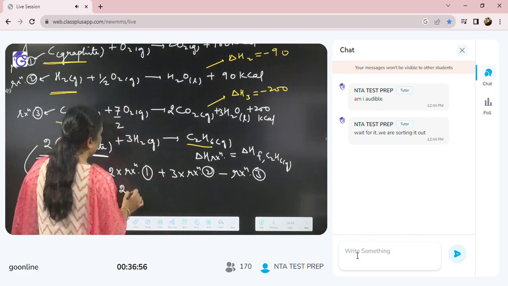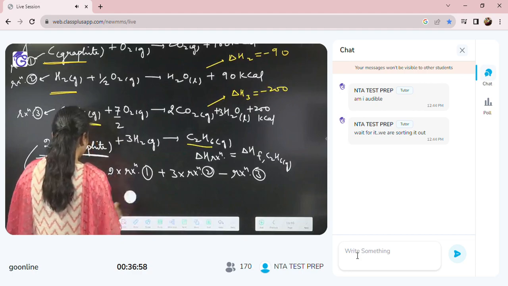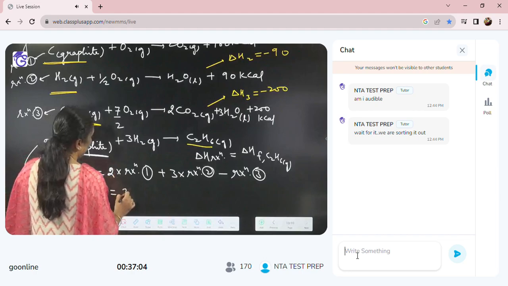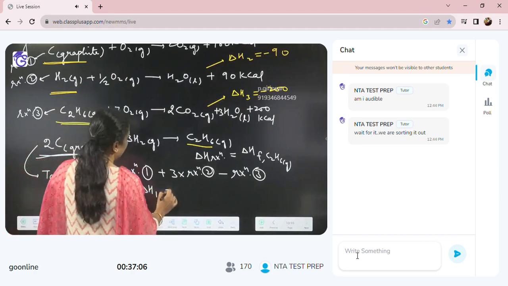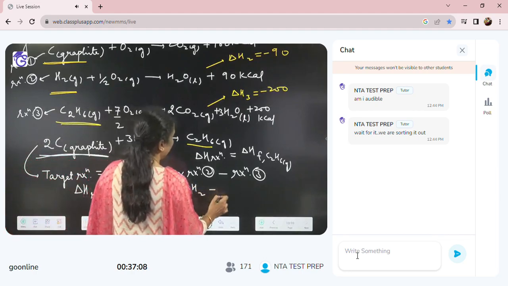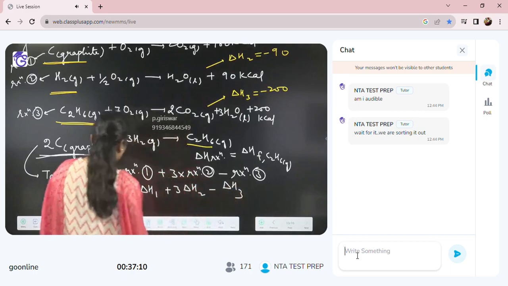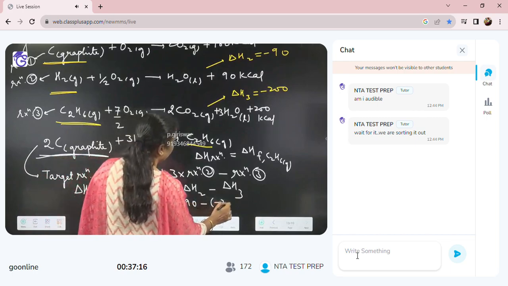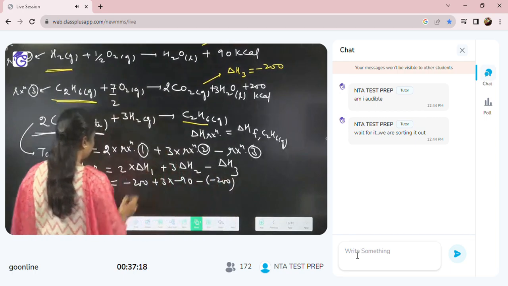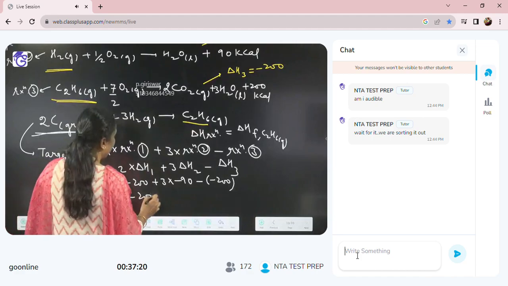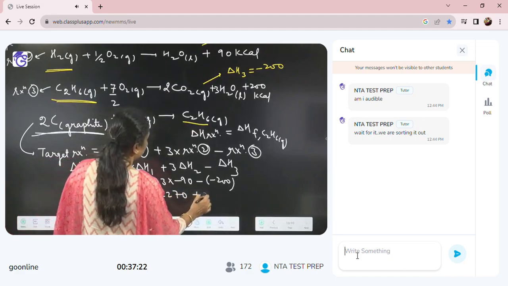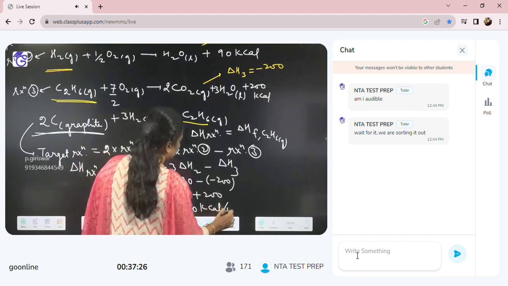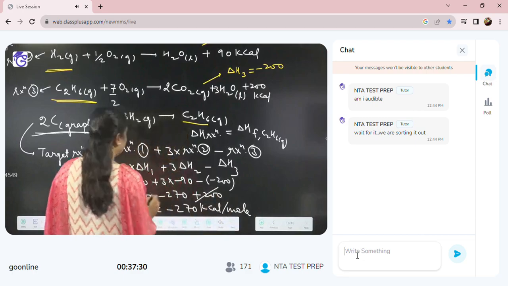So delta H for the reaction is going to be 2 into delta H1 plus 3 into delta H2 minus delta H3. So minus 200 plus 3 into minus 90 minus of minus 200. So you'll end up with minus 200 minus 270 plus 200. So your ultimate answer is minus 270 kilocalorie. That's your answer.